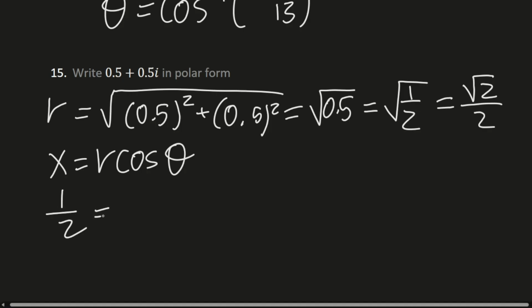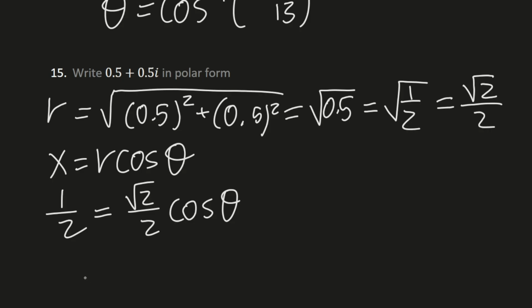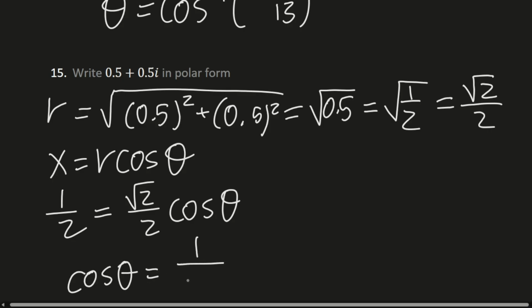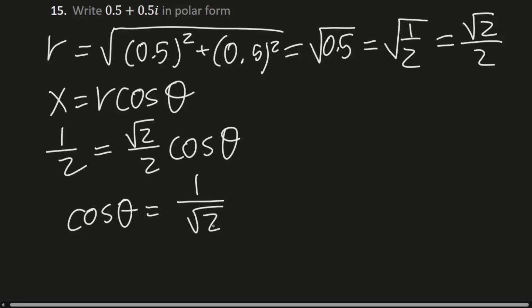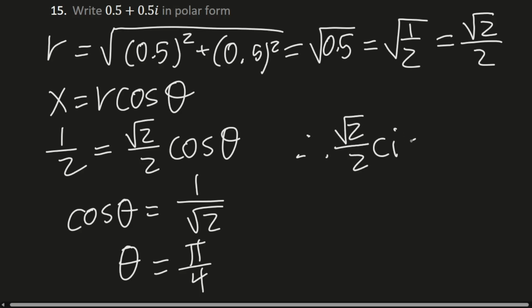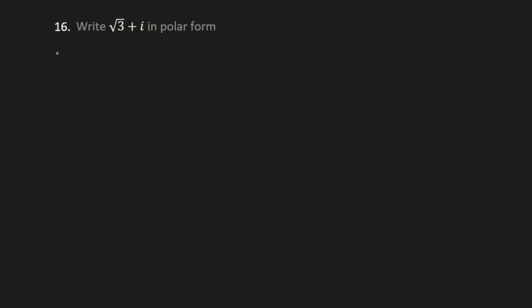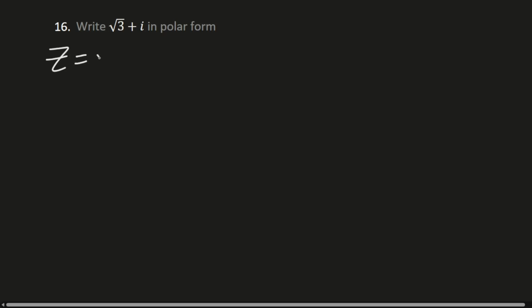Plug in my value for x, plug in my value for r, and divide both sides by the square root of 2 over 2, and that gives me 1 over square root of 2. And this is going to be in quadrant 1. And this is also a nice number to solve for, and this happens to be pi over 4 for the angle in quadrant 1. Okay, now we have everything we need. Let's write this as square root of 2 over 2 cis of pi over 4. Okay, so for this one we have z is equal to the square root of 3 plus i.